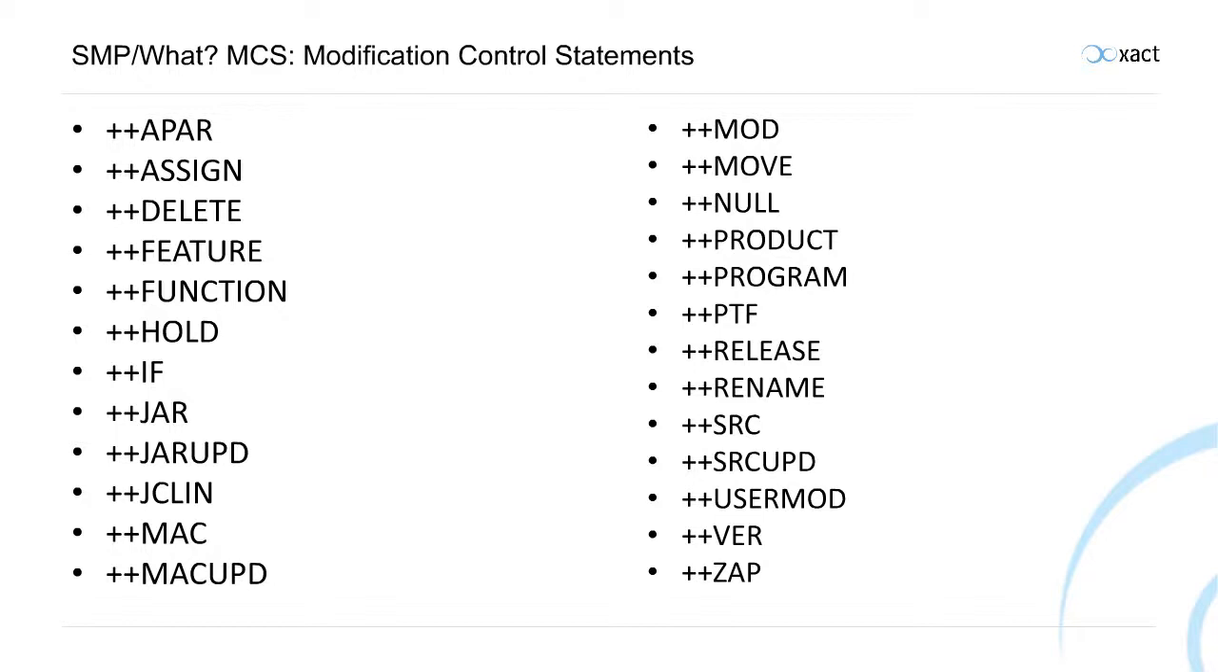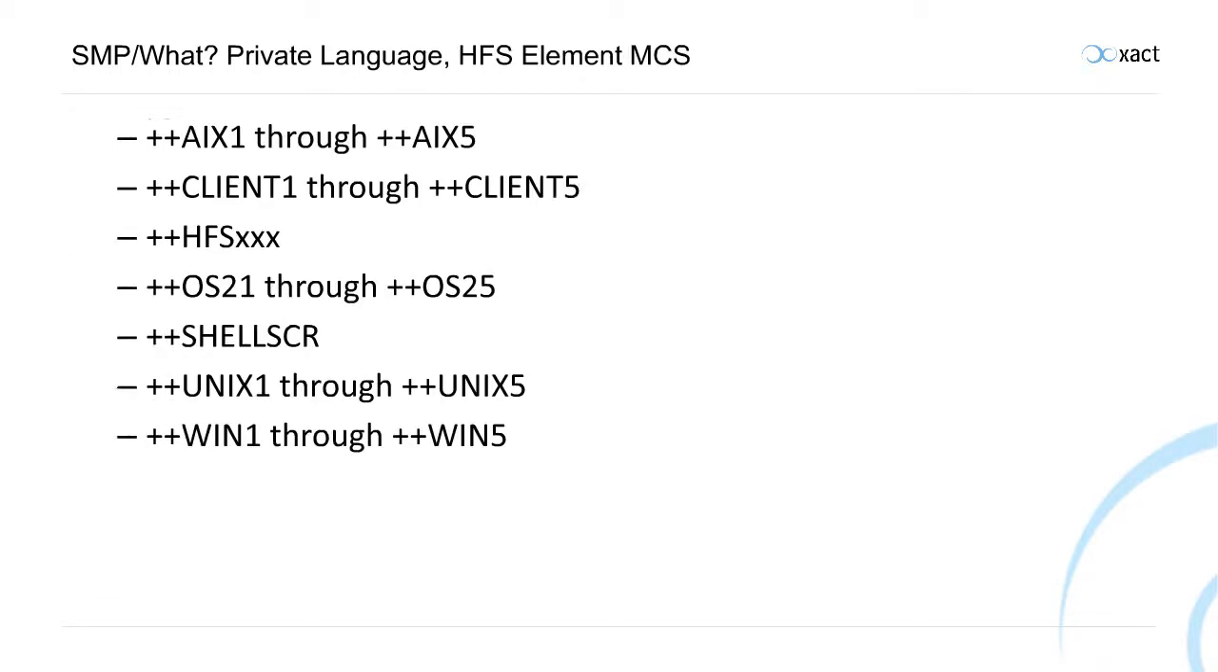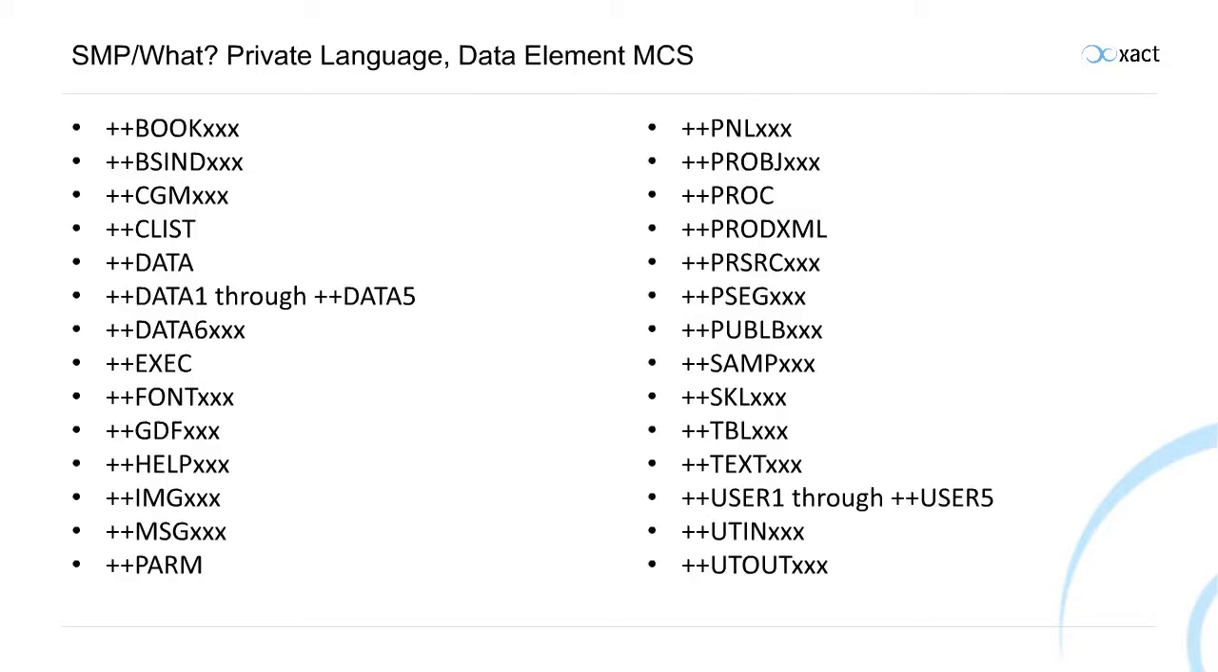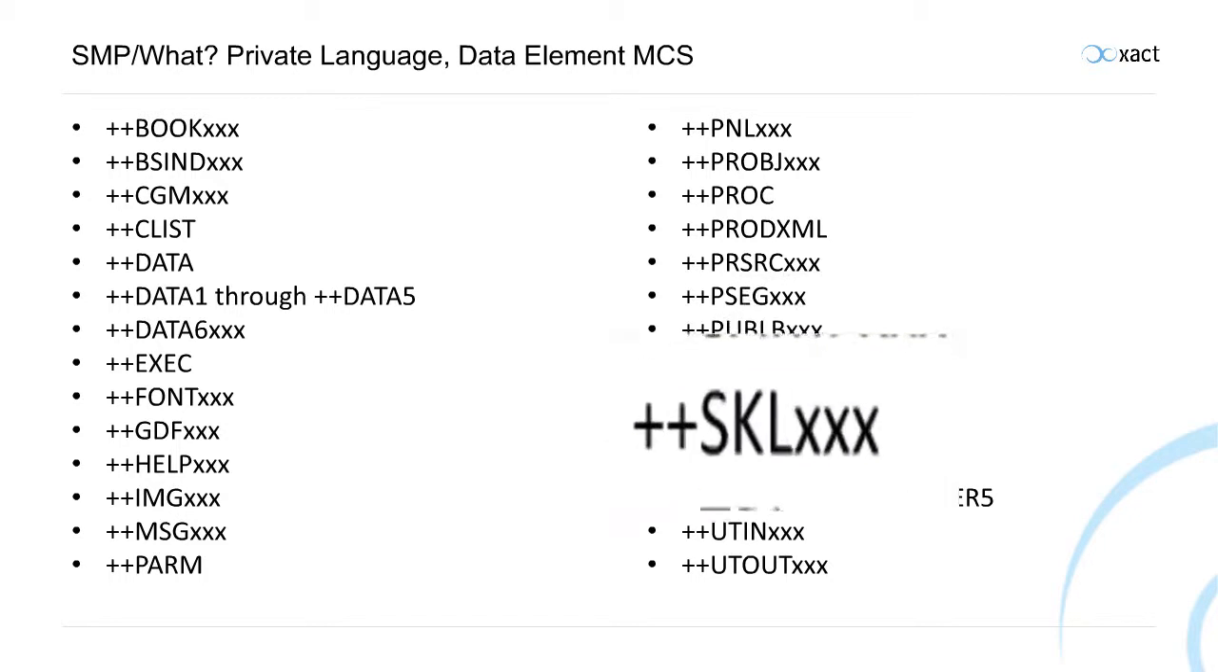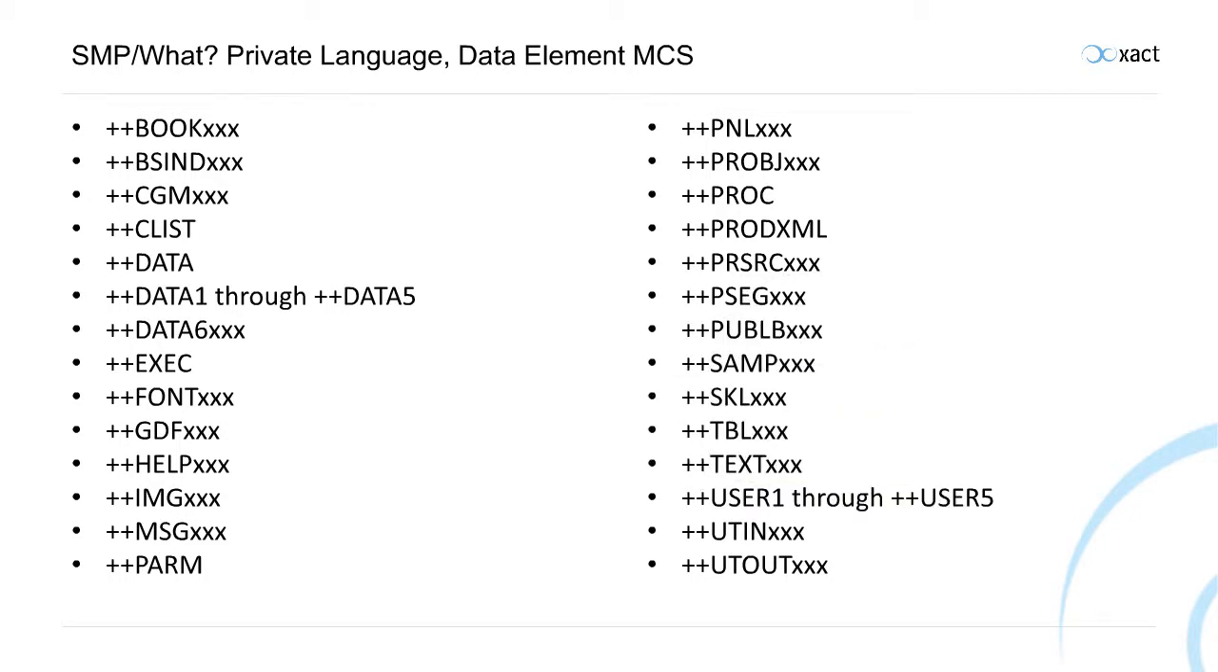This is a list of the basic statements. These are statements for the Unix file system. And these are statements for data elements, such as rexexecs, panels, parameter members, procedures, samples, and skeletons. The XXX sequence represents a language code, such as ENU for US English and DAN for Danish.